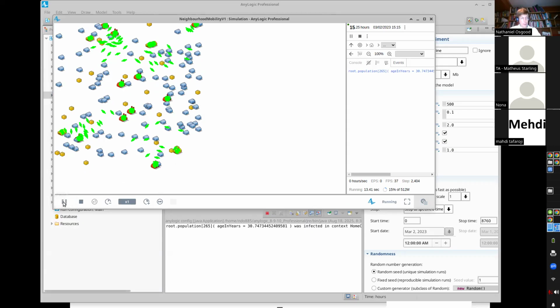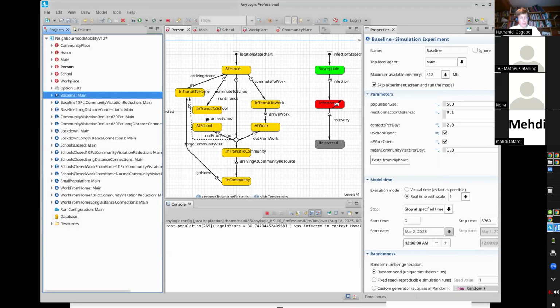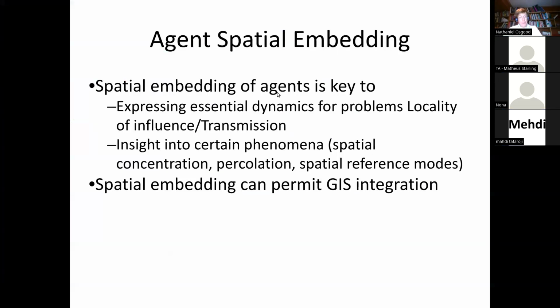There's a school, for example. Right there. Here's a workplace. So now they're at home. Conceptually, they're at a place, but it's kind of discrete. It's not a continuous space.